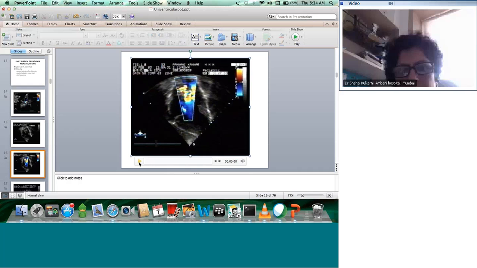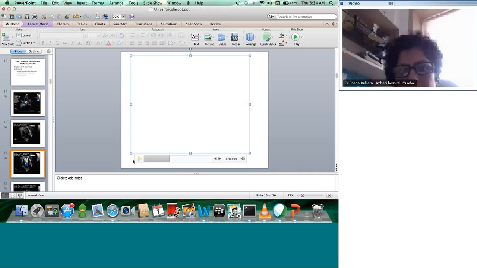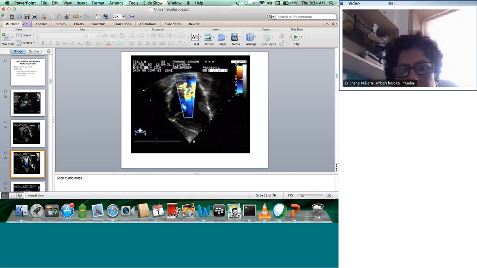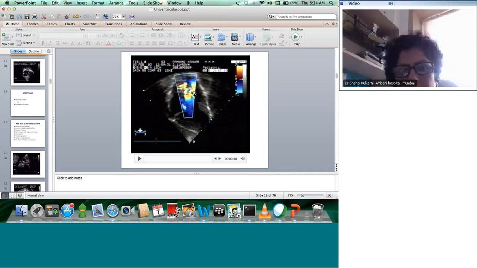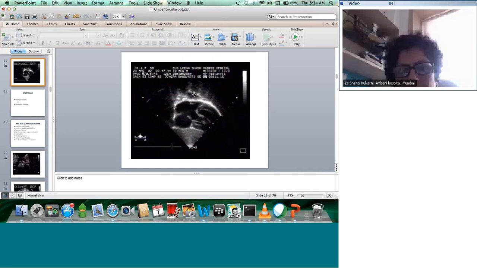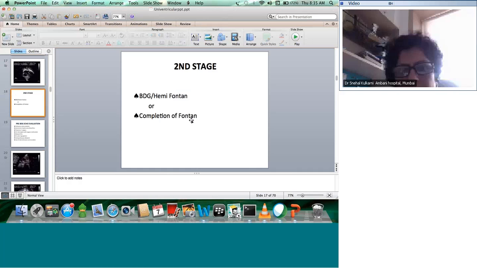I don't know whether it will work, but this was a patient where I wanted to show you that there was an obstruction to the bulboventricular foramen and needed an aortopulmonary shunt. Now, as I said, I was showing another restrictive interatrial septum. You need to do a wide atrial septectomy in the first stage itself.